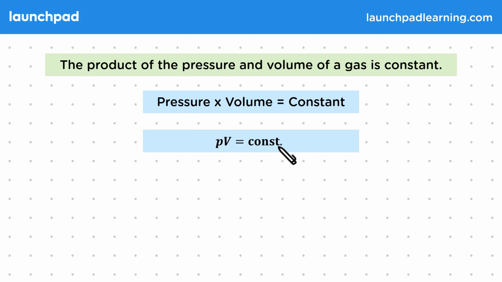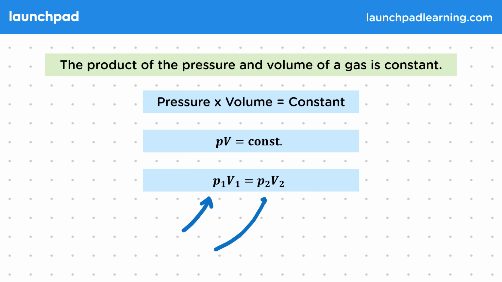For a system at a certain temperature, the product of the pressure and the volume will always be the same. This leads to another equation, where P1 times V1 equals P2 times V2. This simply means the product of the pressure and the volume before is equal to the product of the pressure and the volume afterwards. So 1 refers to before and 2 refers to after.